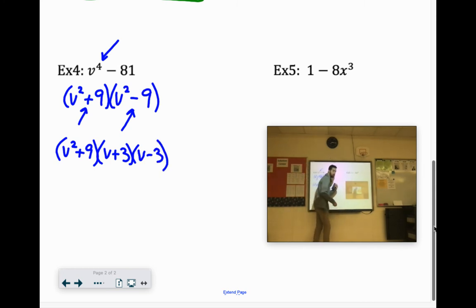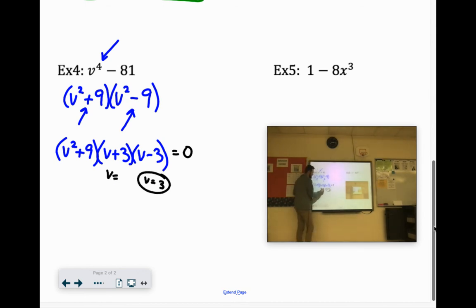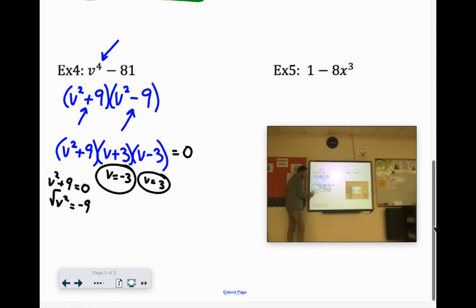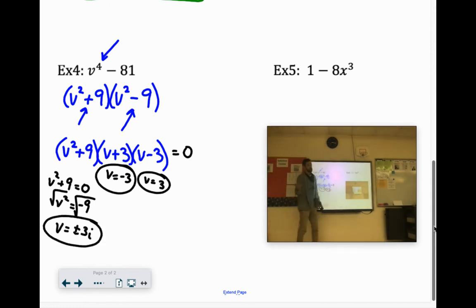Now eventually we're going to be solving these with equations and we're going to say find all the zeros, just like we did when we first did factoring. So you would say like, oh, well, v could equal positive 3, v could equal negative 3, and then for this portion over here, you would solve the equation v squared plus 9 equals 0, subtract your 9, and you square root it, and the square root of negative 9 would be plus or minus 3i. So that's eventually where we're going. Then you can do that no problem because you are so smart.